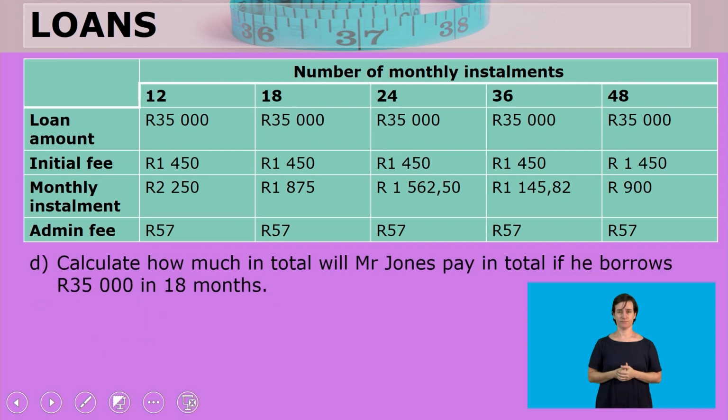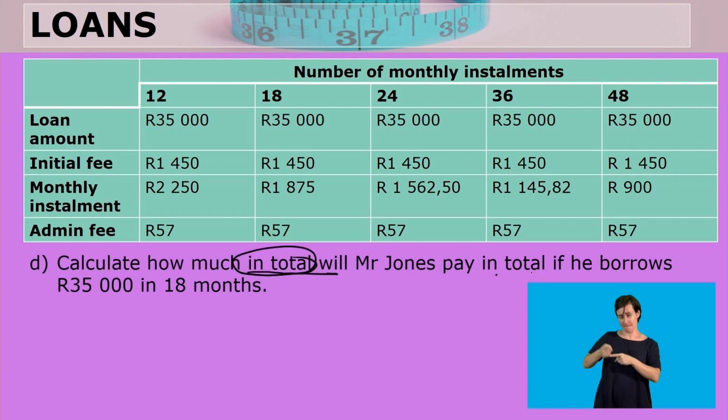Number D, calculate how much in total will Mr. Jones pay if he borrows 35,000 over a period of 18 months? Here in this question for D, the period is 18 months. In total, we need to find out how much will be paid in total. According to this, we look at the loan amount. This is what will be taken by Mr. Jones.